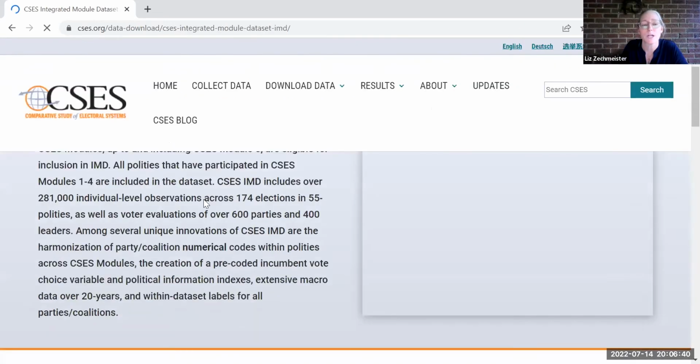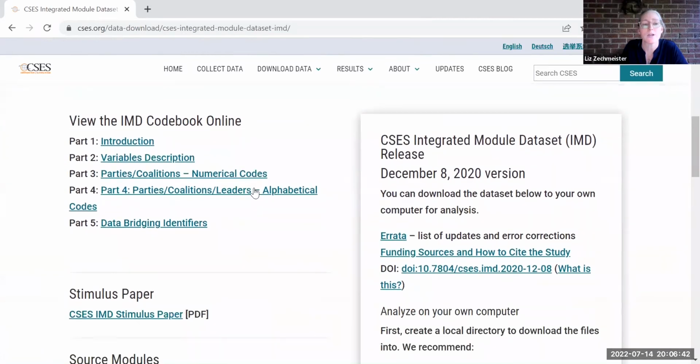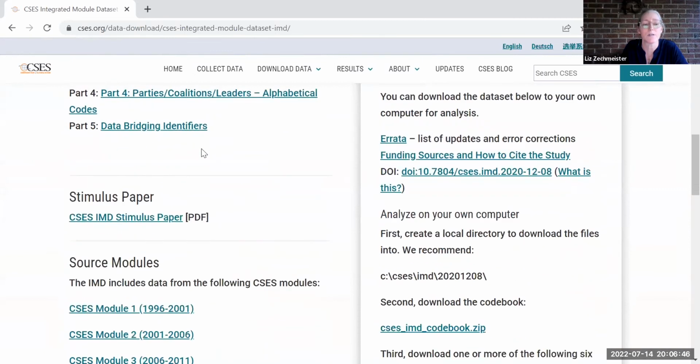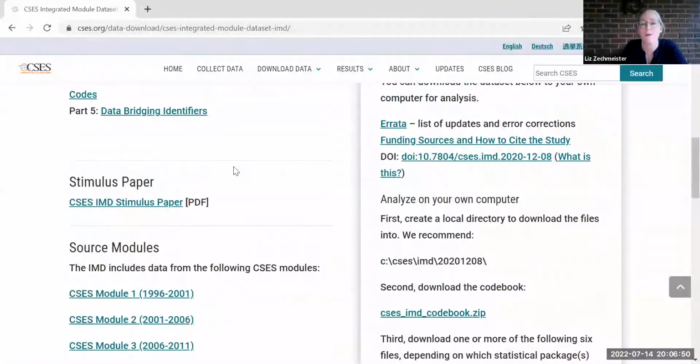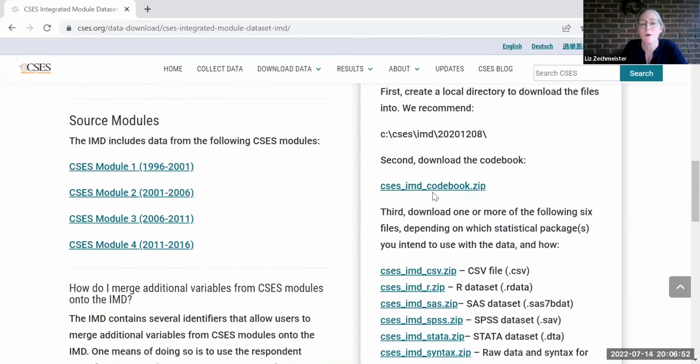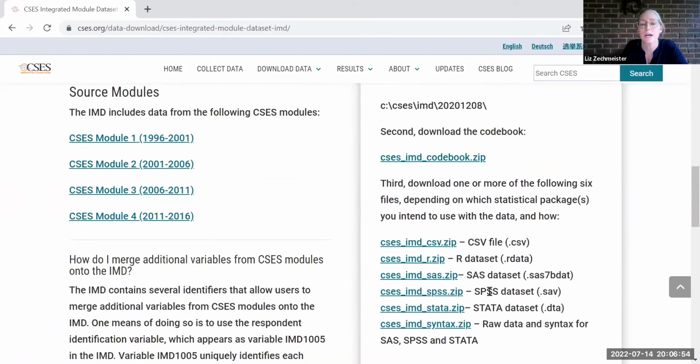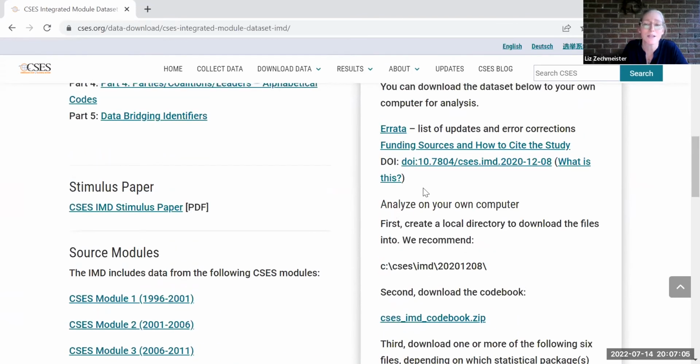You'll get a description, and then you'll begin to get to the data as you click on through. I won't click all the way through, but you can see over here what you're going to need. You can get the data in different formats: R, SAS, SPSS, Stata. Don't forget to download the code book and look at the other documentation.